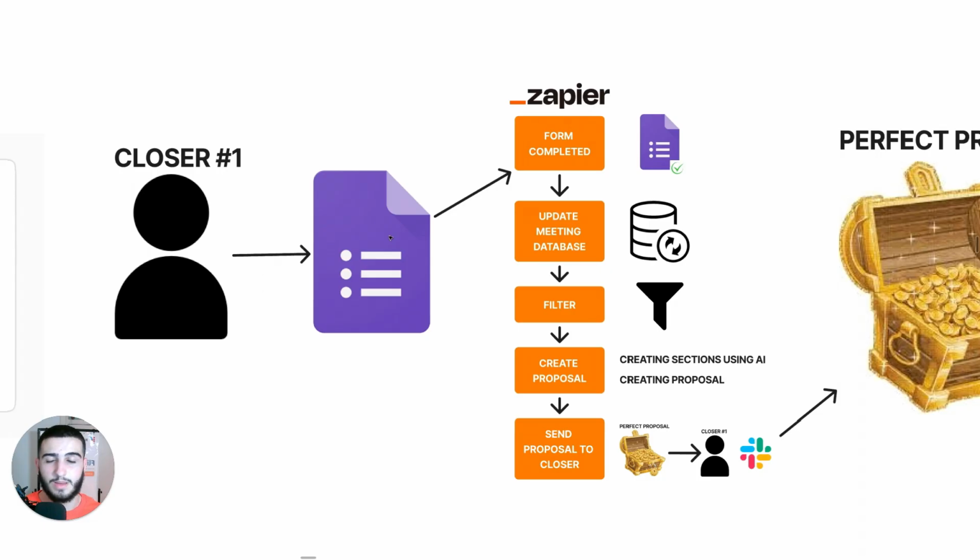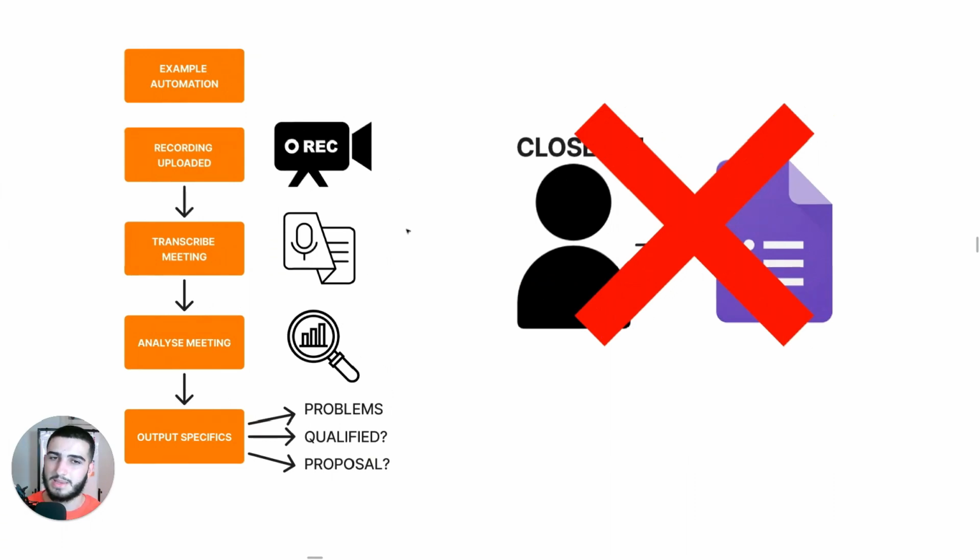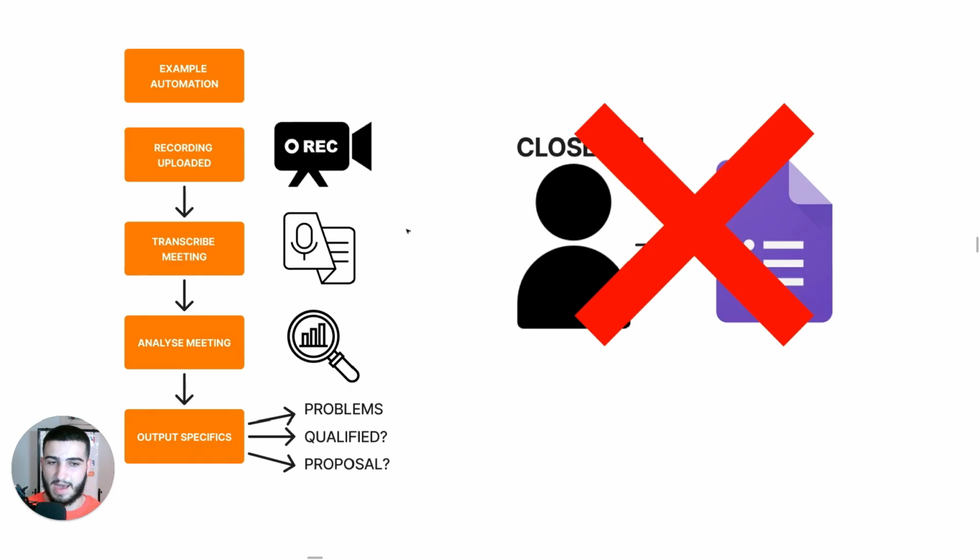And then from that form being completed, we get all that information and then go ahead and create that perfect proposal. What you could do instead, you can set up automation that automatically detects when a new recording is uploaded, then transcribes it, analyzes the meeting to find the specific outputs such as the problems or that are qualified and proposals, and then goes ahead and completes the automation with those outputs from that transcript.